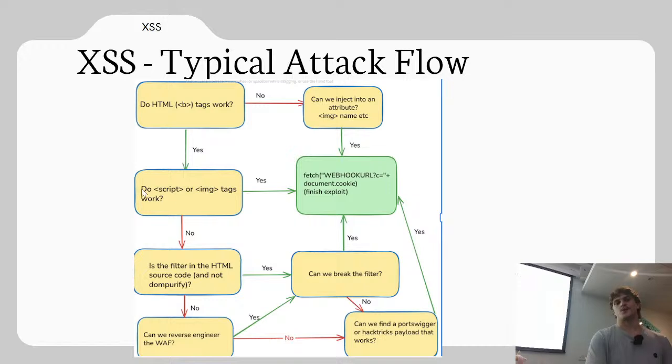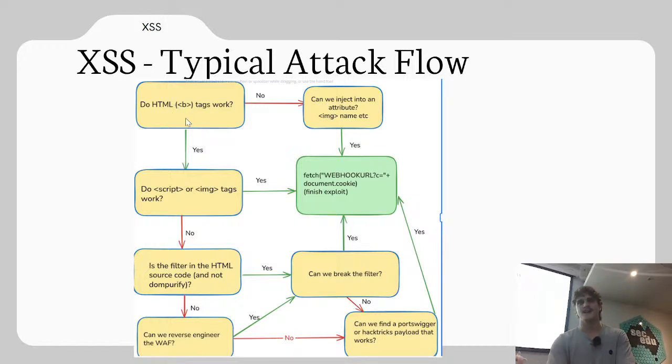If we can't use script or image tags, we can look for filters in the source code that we can break. Otherwise, we can try and figure out if there's some sort of filter on the back end that we can reverse engineer and also break. If both of these things fail, that's time to start looking at PortSwigger typically.